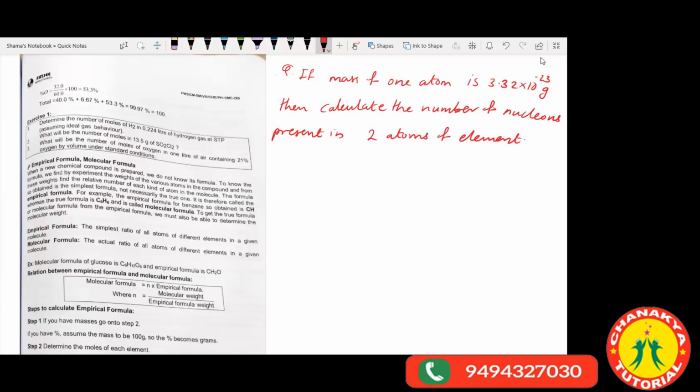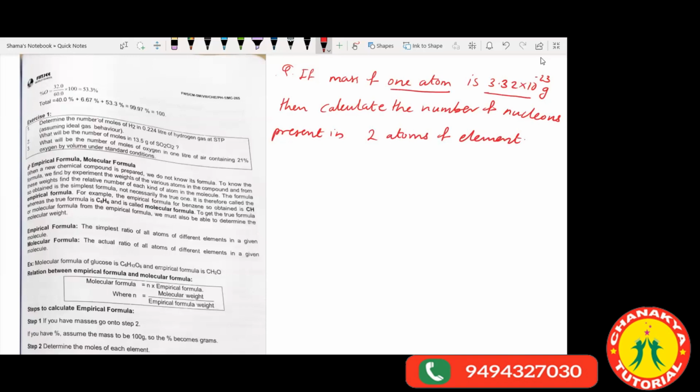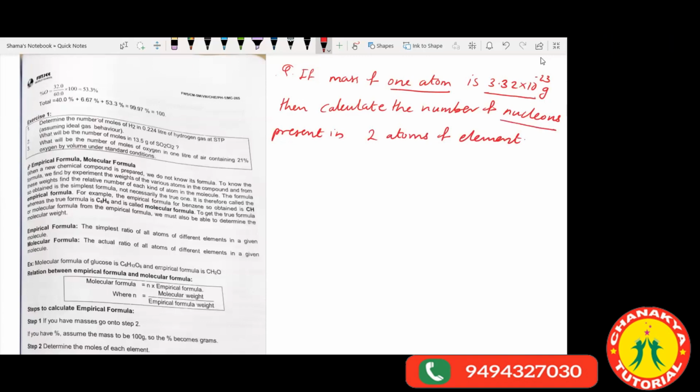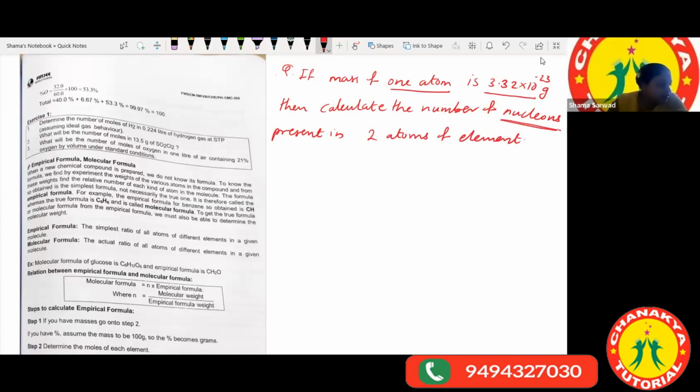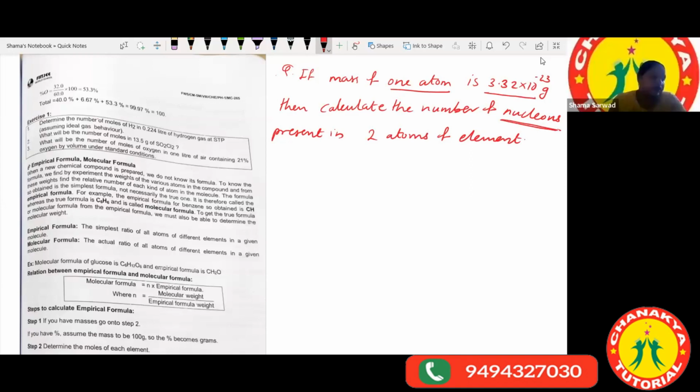So mass is given for the one atom. One atom has a mass of 3.32 into 10 raised to minus 23, correct? Yes, ma'am. So we have two atoms. What do they ask you to calculate? The number of nucleons. Now you should be aware of what nucleons are. What do you mean by nucleon? Tell me.